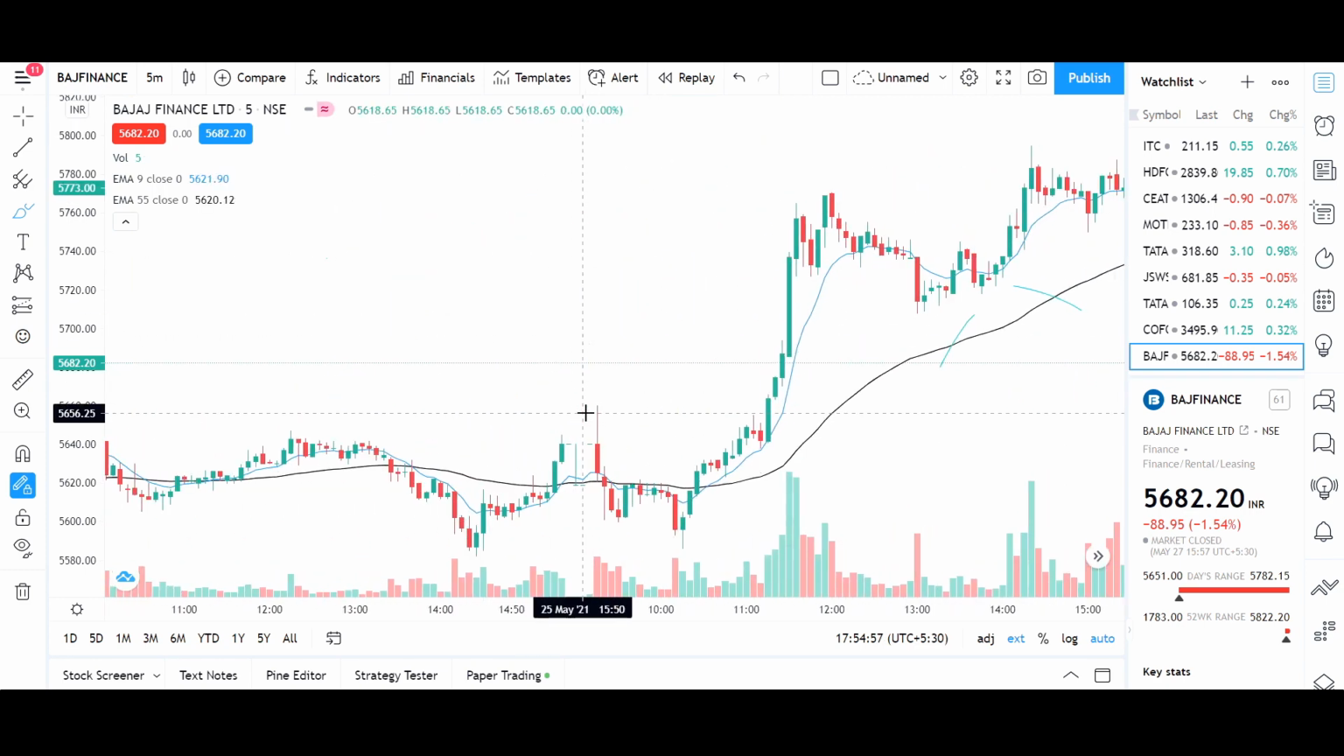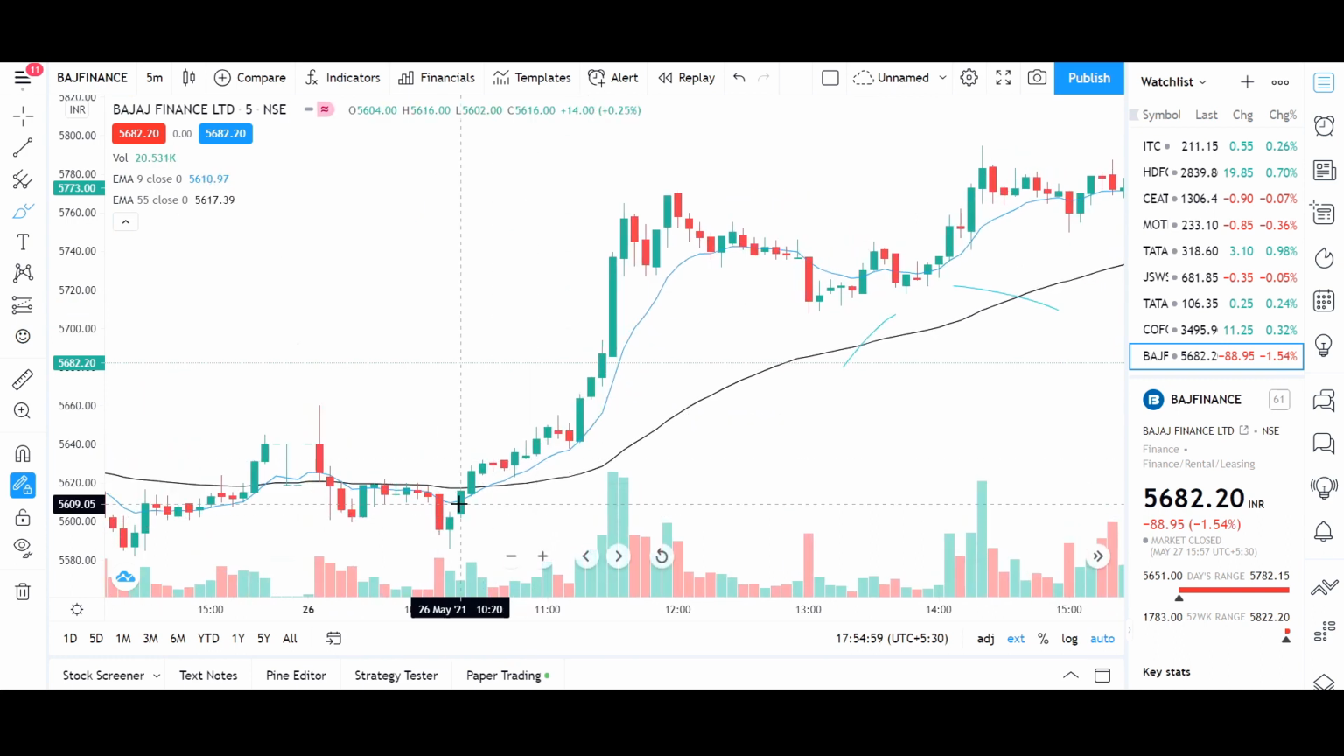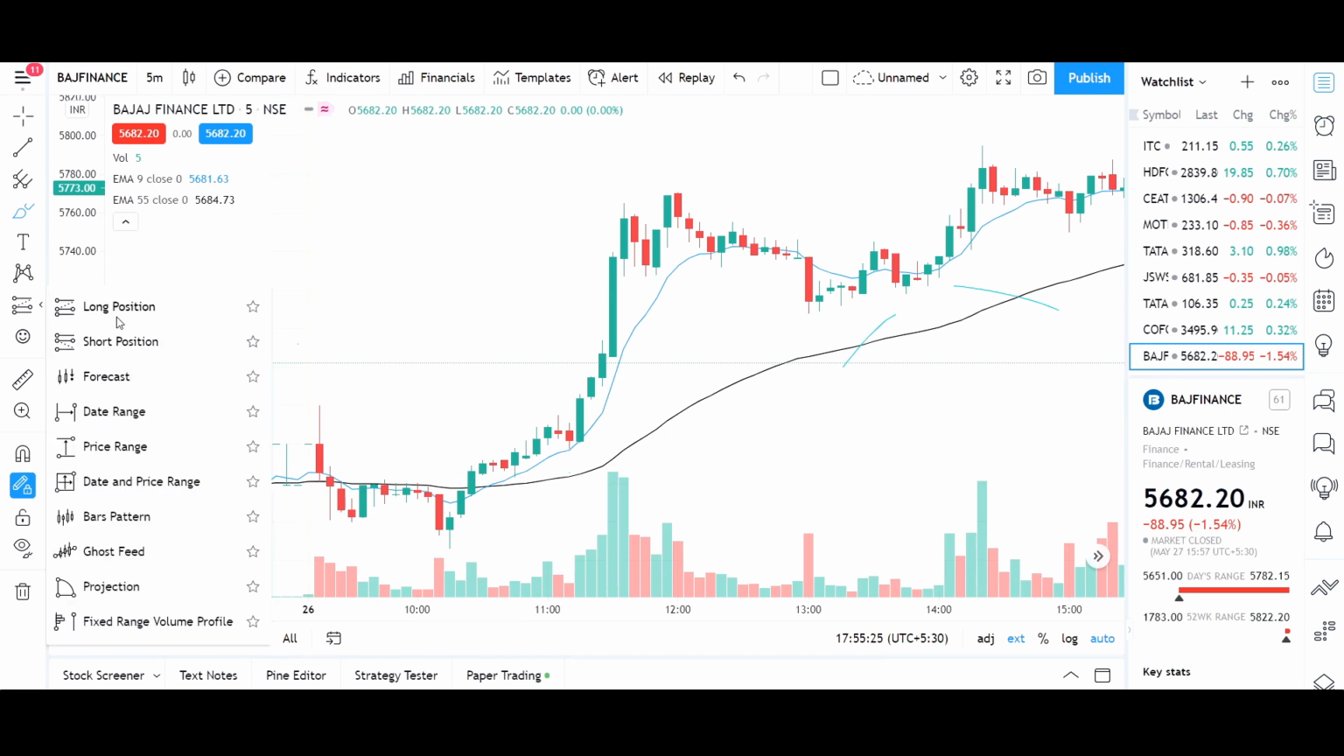As we can see here, the 9 EMA has cut the 55 EMA, indicating a buy signal. Am I right? The smaller EMA cut the larger EMA from underneath it, which indicates a buy signal right here at this point. So this is when we will get alert and we will start setting up for a buy. Let's just assume we bought the stock at this point.